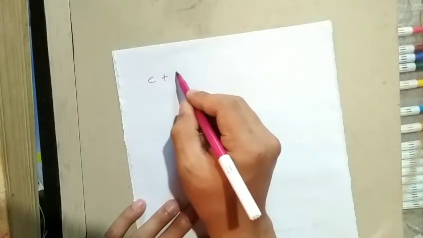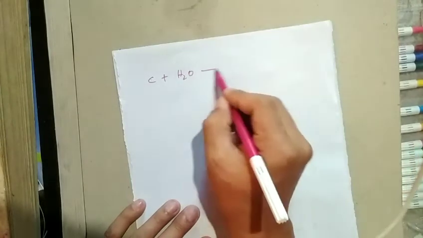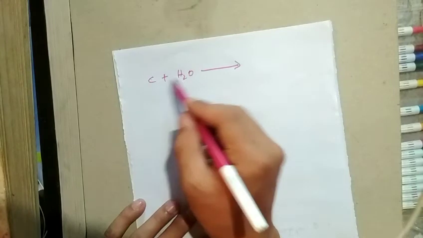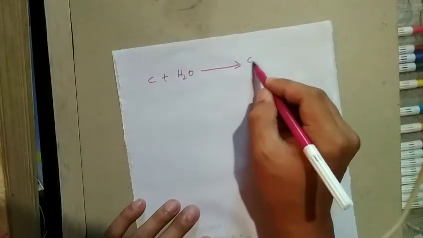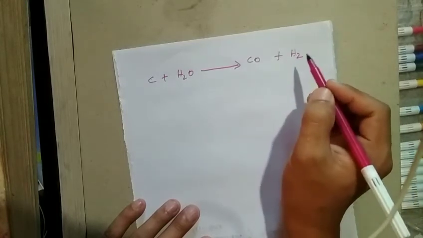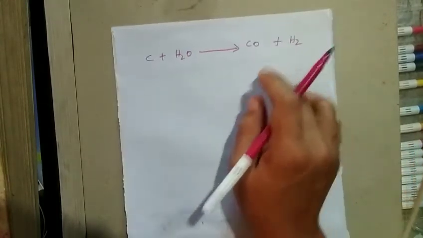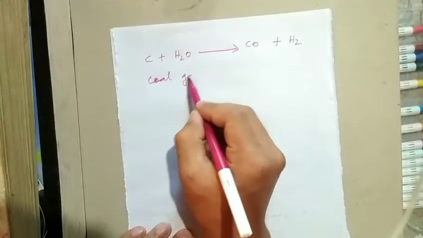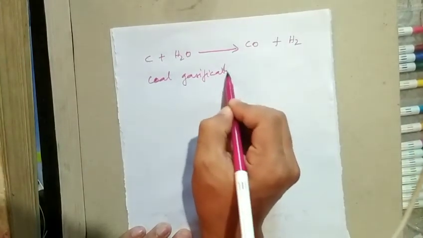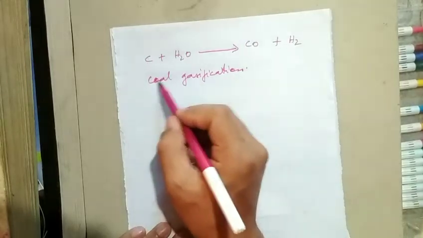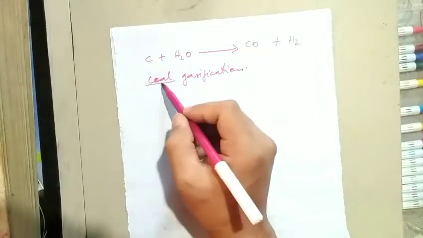Let's take another example, coke. Carbon, coke, plus H2O: steam with coke gives carbon monoxide and H2. This is known as coal gasification, since carbon is another form of coal.